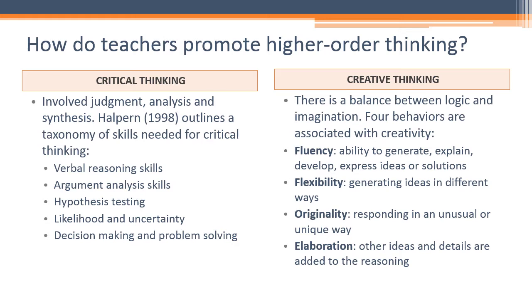Okay, so you are thinking outside of the box, you are able to create or think of something because of the logic, of the critical thinking, and also the imagination side of your brain. So there are four behaviors that are associated with creativity. First is fluency. This is your ability to generate, explain, develop, and express ideas or solutions in your unique way.